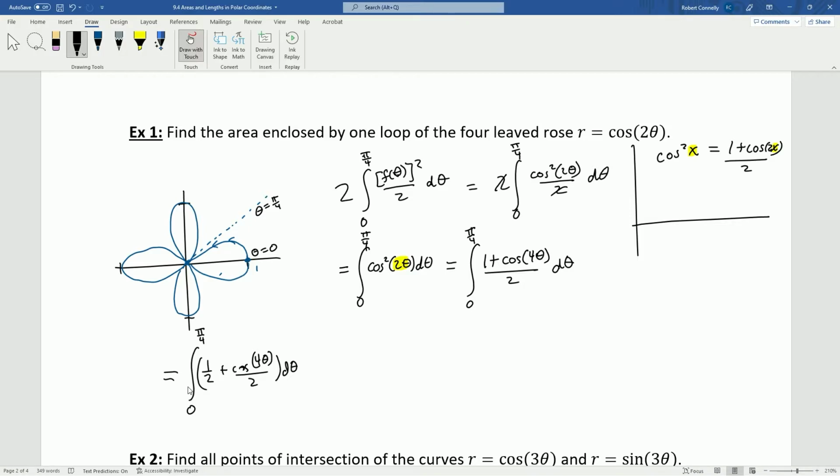So at this point, the integration is pretty straightforward. The integral of 1/2 is just going to be 1/2 theta. The integral of cosine is sine, but keep in mind you would need to do a u substitution here, which I'm going to skip. But the result of that u substitution is that I have to divide this whole thing by 4 here.